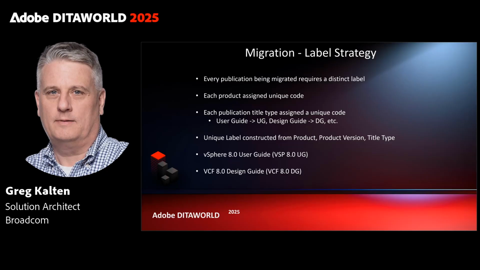So user guide is UG, design guide DG. Marry those three pieces of information together, and you get a unique label that can be used. So every piece of content that comes out of the VMware CMS for that publication will get that label when it goes into guides. Now, you would think that'd be pretty straightforward, but I can tell you there's 35 different ways to write the title for a user guide. Product at the beginning, product at the end. So we spent a lot of time synthesizing through all these different titles to really decide what type of guide it was.